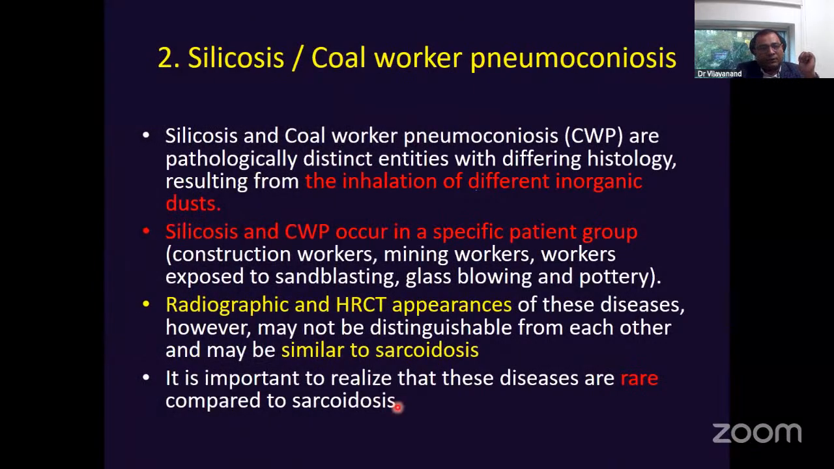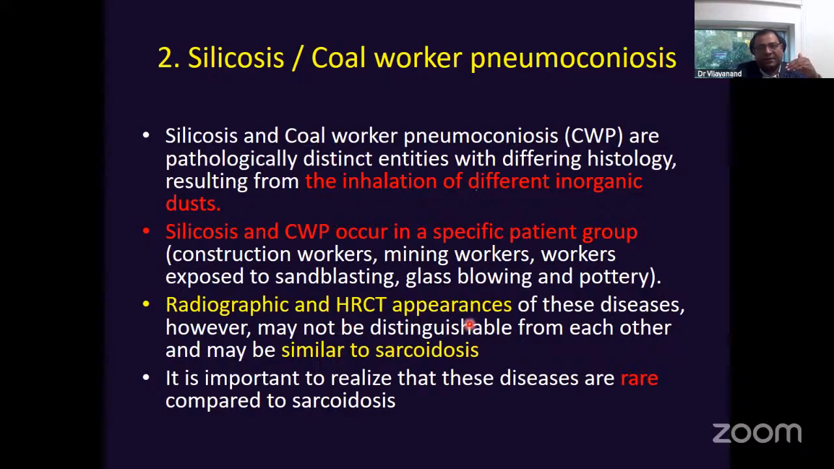Coming to silicosis and coal workers' pneumoconiosis, they are again pathologically distinct entities from sarcoidosis, and histologically also they are different, and they are caused because of the inhalation of different inorganic dust. Silicosis and CWP occur in specific patient groups like construction workers, mining workers, workers exposed to sandblasting, glass blowing, and pottery.